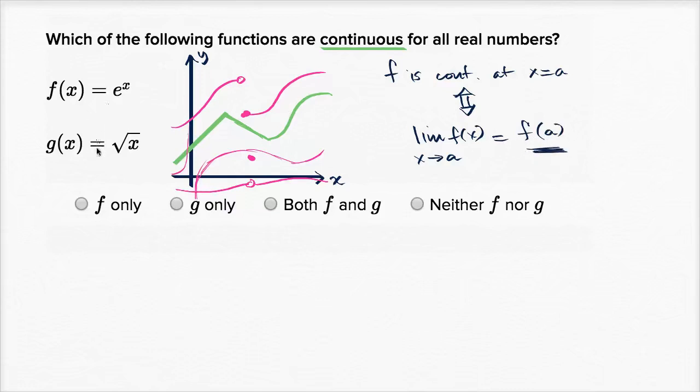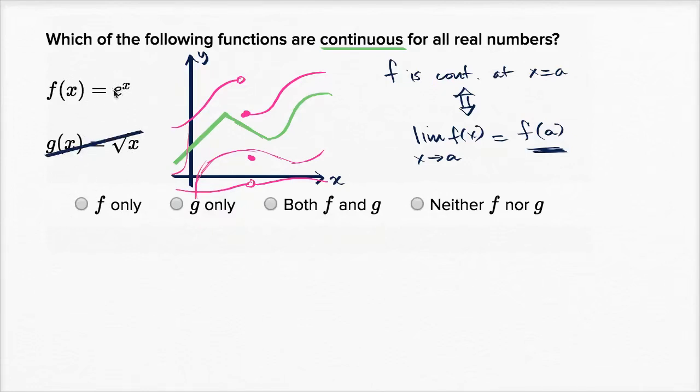Now when you look at these, the one thing that jumps out at me, in order to be continuous for all real numbers, you have to be defined for all real numbers, and g of x is not defined for all real numbers. It's not defined for negative values of x. And so we would rule this one out.